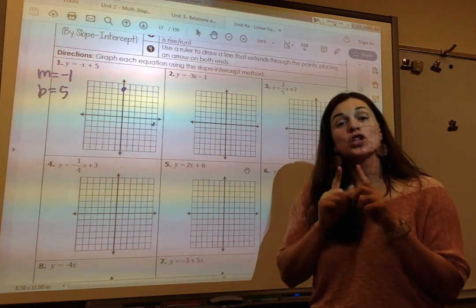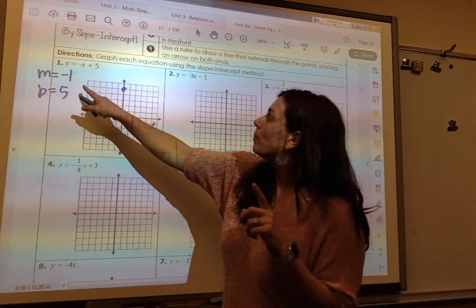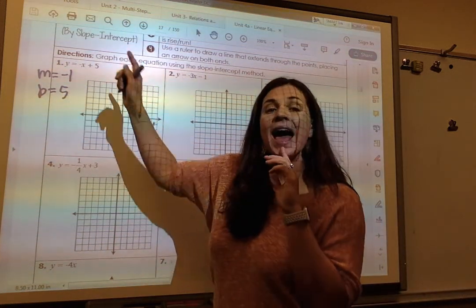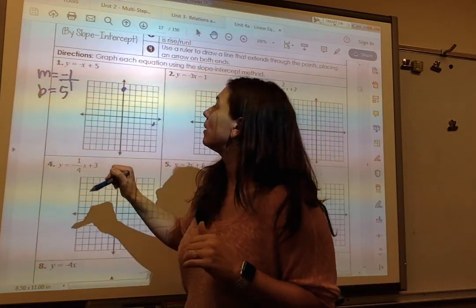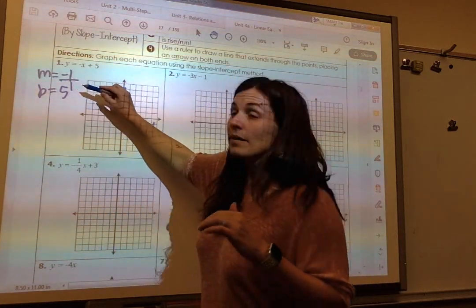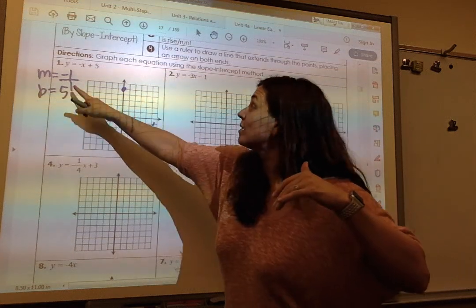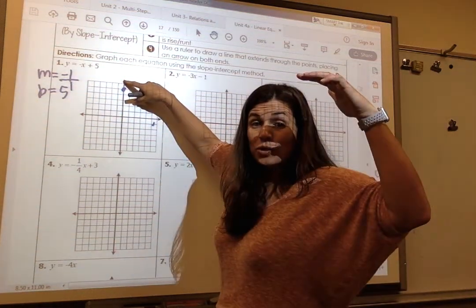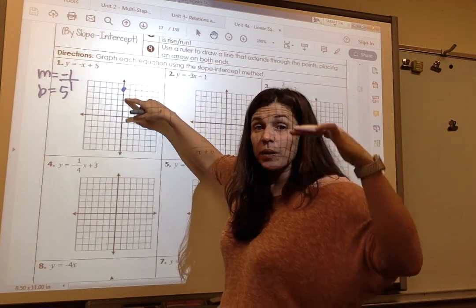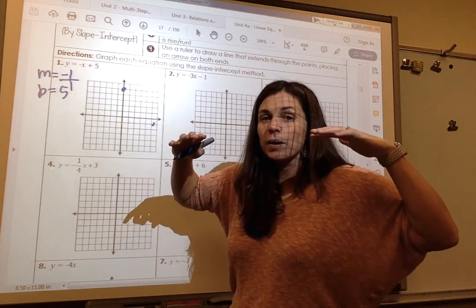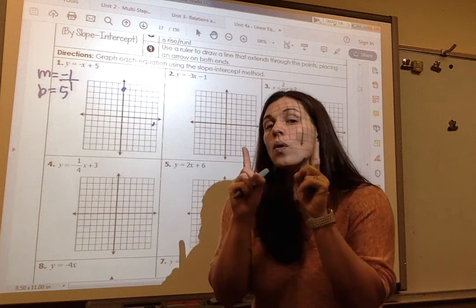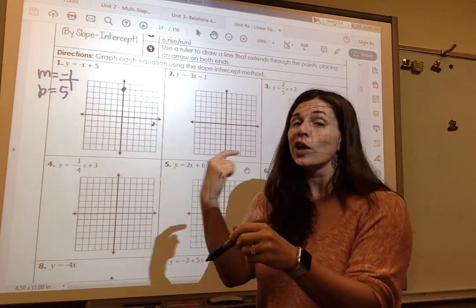Now remember, slope is rise over run. Well, here my slope is -1. How do you turn -1 into a fraction? You put it over 1. So from this point, and remember it's rise over run, so because it's negative, am I going to go up to rise? No, because it's negative, I'm going to go down. Think about an elevator. If it's negative, you go down. If it's positive, you go up. But you always, always, always run right.